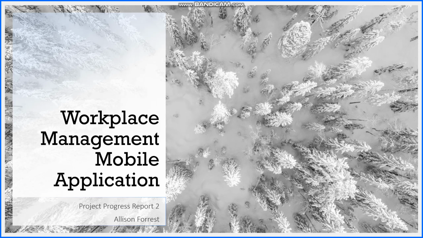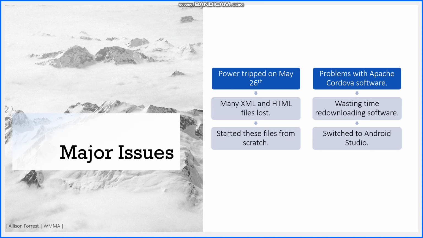So far on the project, I'm well into the development phase. Design is completed, and I've run into several problems recently that I'm going to go over first. So, first of all, my first major issue happened on the 26th of May. The power tripped in my room while I was working on the project. Because I had Android Studio open working on the XML and HTML files when the power tripped, I actually had a lot of problems reopening Android Studio.